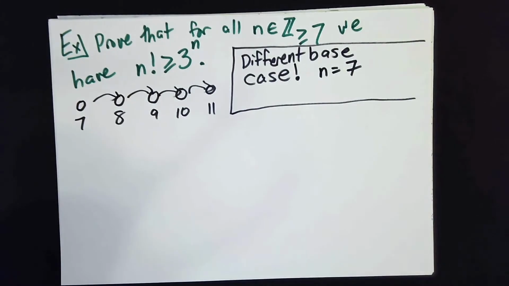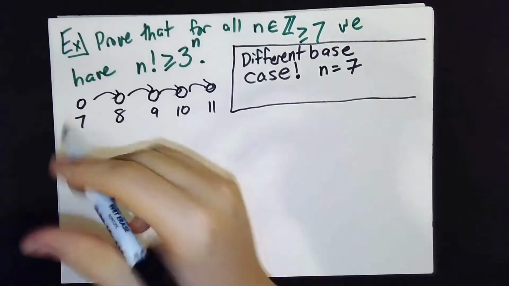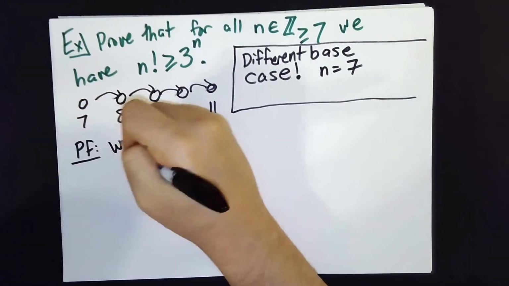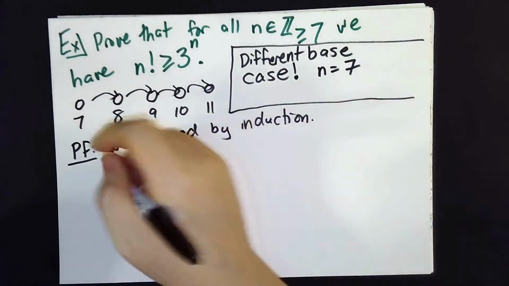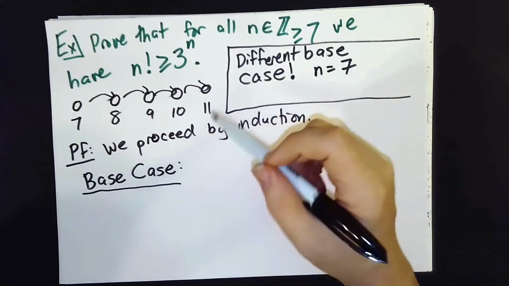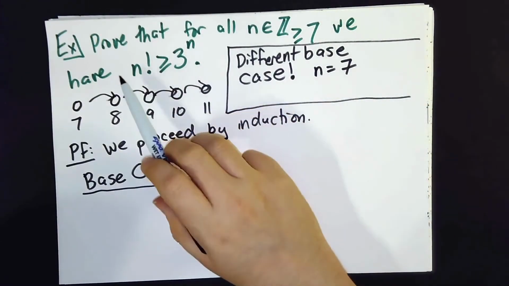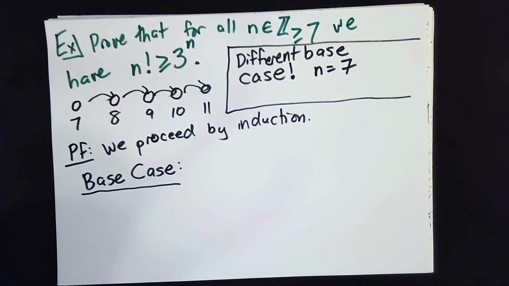So it's important not only that you understand the outline of induction, but we're also going to talk about a variety of ways in which you might tweak the outline of induction to prove things that you couldn't prove with the exact outline that I gave you. So we proceed by induction. Okay, again, we're expecting here a base case and an inductive step. My base case here is going to be n equals 7. And so for n equals 7, I need to check that 7 factorial is greater than or equal to 3 to the 7th. So for this base case, I actually really have to check something.